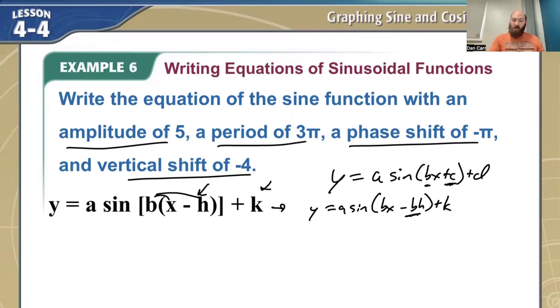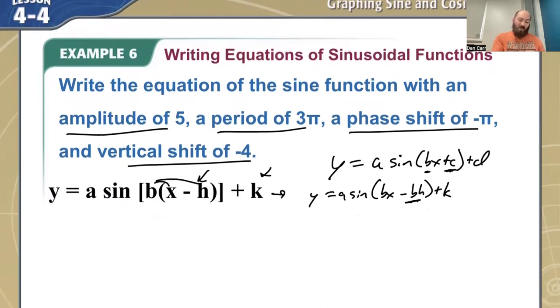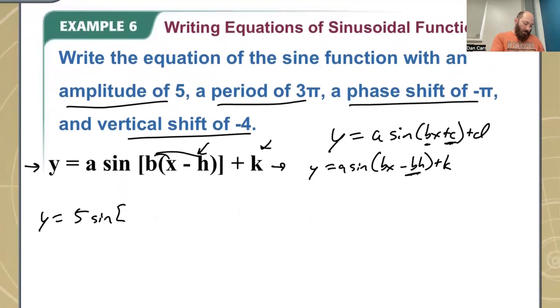So that's what we're going to use, this version here, because if I tell you the phase shift along with a change in the period, it's going to be much easier to model with this version than the other version we've been doing. So first thing, amplitude is 5. That 5 will go out front. So I have 5 times the sine. Remember, the period is 3 pi. So period is 2 pi divided by b, meaning b is 2 pi divided by the period. In this case, it's going to be 2 pi divided by 3 pi, which is going to cancel those out, which is just 2/3. So I'm going to have 2/3 right there.